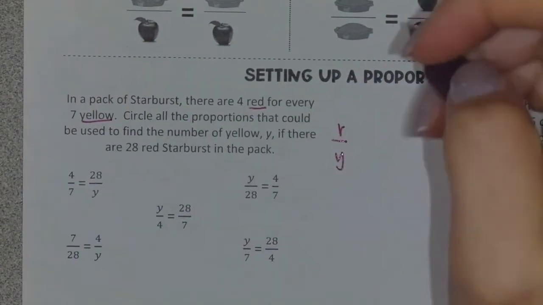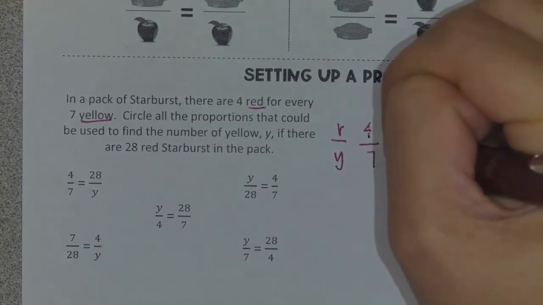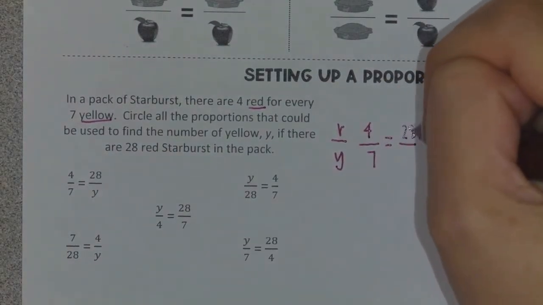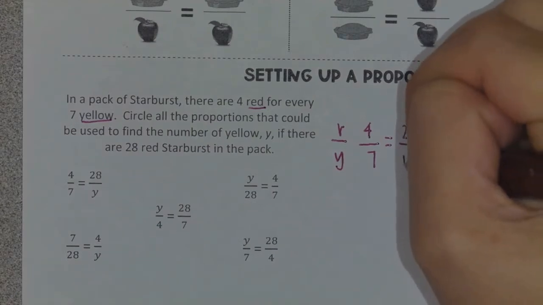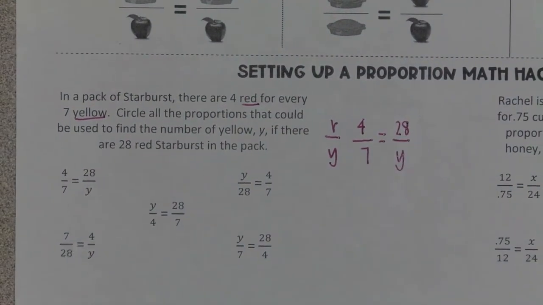I know that my first ratio is 4 red for every 7 yellow. I'm going to put my equal sign. And then I know there are 28 red Starburst in the pack. And then I'm using the variable Y to represent the missing yellow. So here is your math hack.